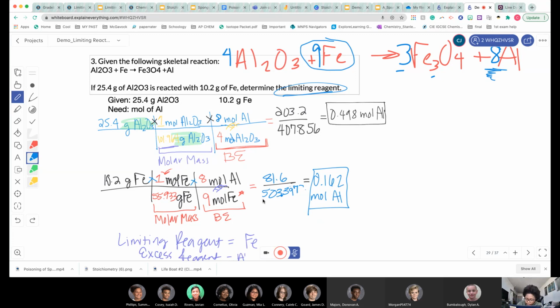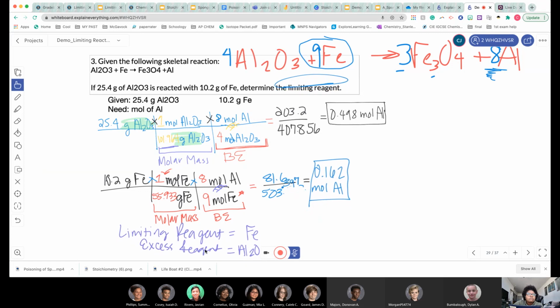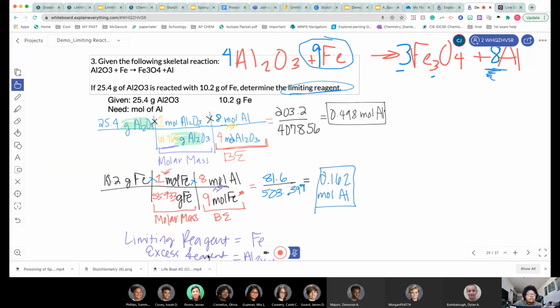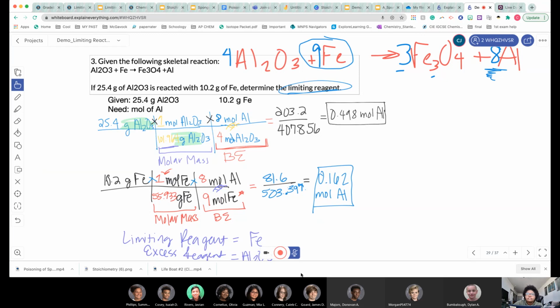The excess reagent is Al2O3. Good. I know you can't see that, I'm about to move it down. Okay, I'm sorry, it says Al2O3. Got it? Can we go to the next one? Anybody need me to stop? Anybody need to slow down? Anybody need me to rewind? Can we go to part B?